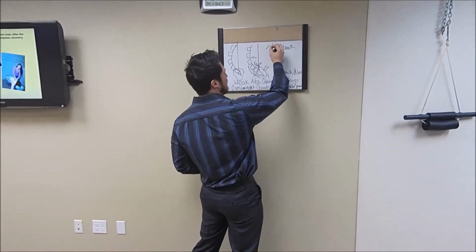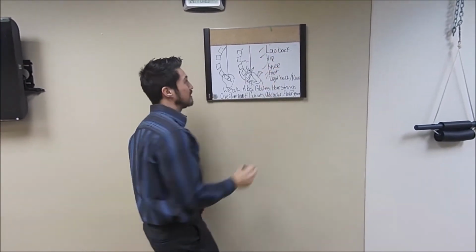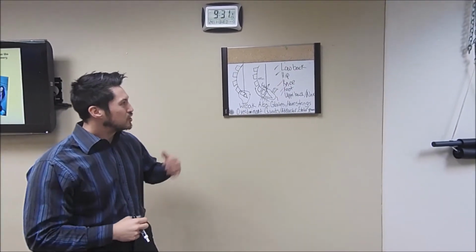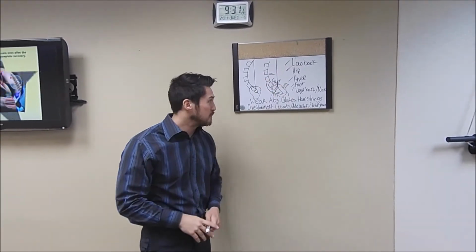So we can see how we can basically check mark a large part of some of the more common problems that I see here in the office due to the fact that we have this abnormal alignment through here.